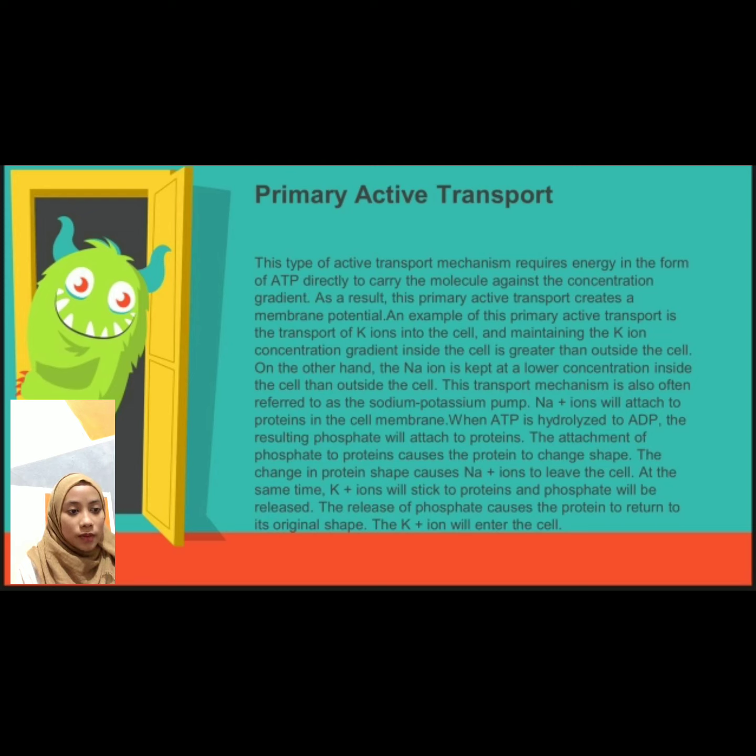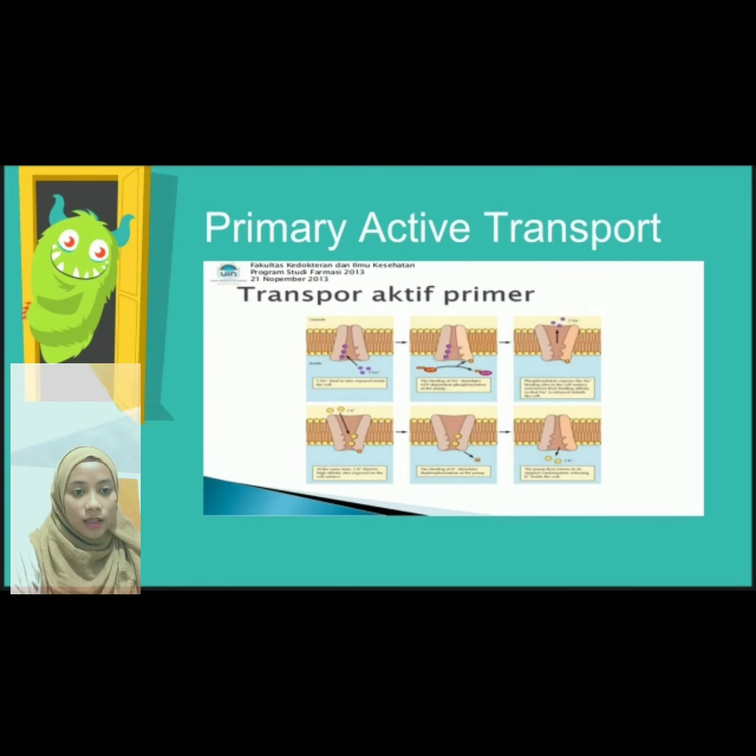At the same time, K plus ions will bind to the protein and the phosphate will be released. The release of phosphate causes the protein to return to its original shape. The K plus ions will enter the cell. This is the primary active transport image.